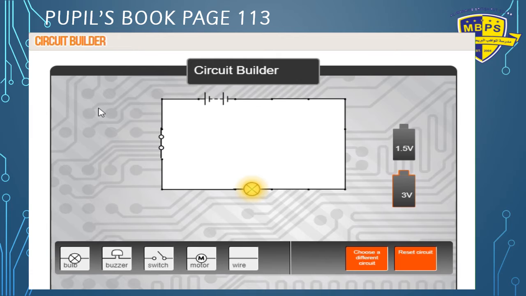Whereas when we have a 1.5 volt battery, there is less electric current, that means less electricity is flowing in the circuit. The bulb is going to be dimmer as compared to two 1.5 volt batteries making 3 volts.